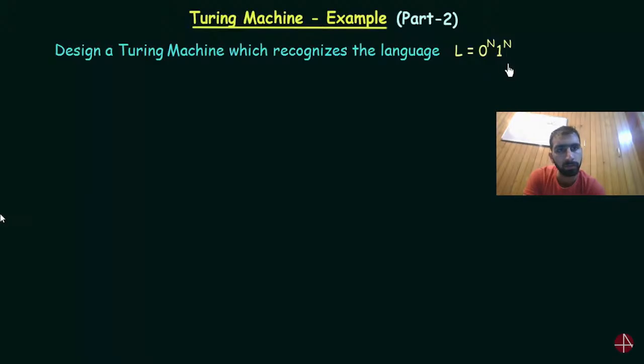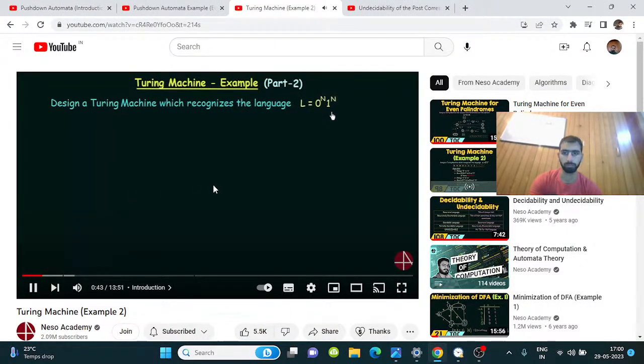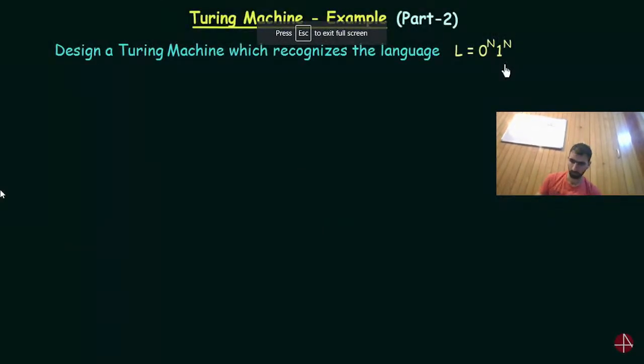And if you remember, we have talked about this example even in our previous lectures when we discussed finite state machines, and we saw that we could not design this using finite state machines. Why? Because we need to keep a count of how many zeros are there in order to repeat the exact same number of ones so that we can achieve this language.